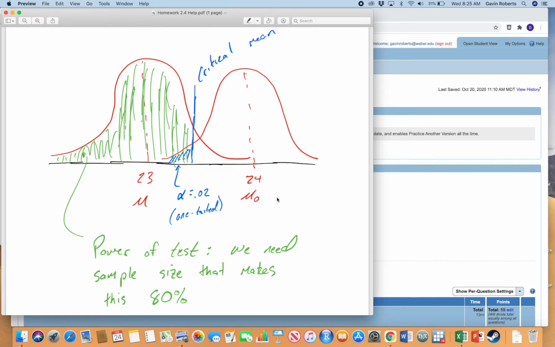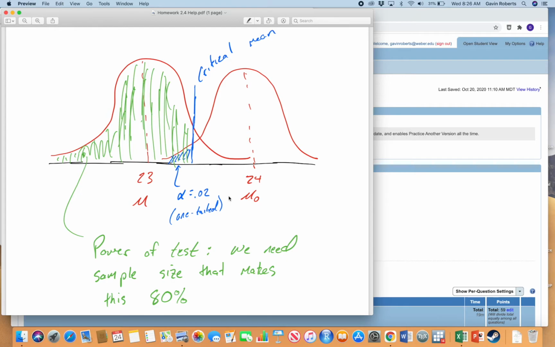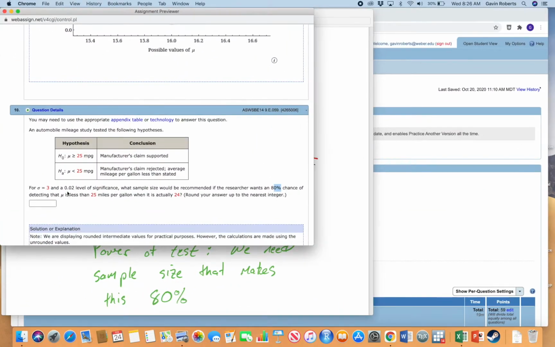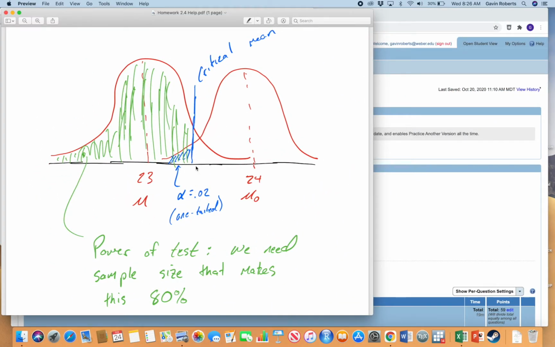Now, they changed the numbers on me, so in my version of the problem, the null mean was 24 and the true mean was 23. In this version, it's just shifted up by 1. The null mean is 25, the true mean is 24. This actually won't change the numbers in the problem, which is good for you to think about and recognize, because the distance between these two numbers, the variation sigma, and the sample size affect my power and my type 2 error. But if I shifted 23 and 24 up to 24, 25, 26, 27, that actually wouldn't change any of my numbers as long as the distance between these numbers stayed the same.